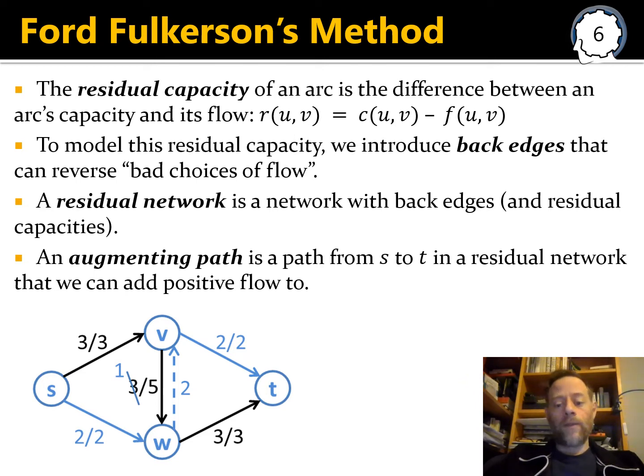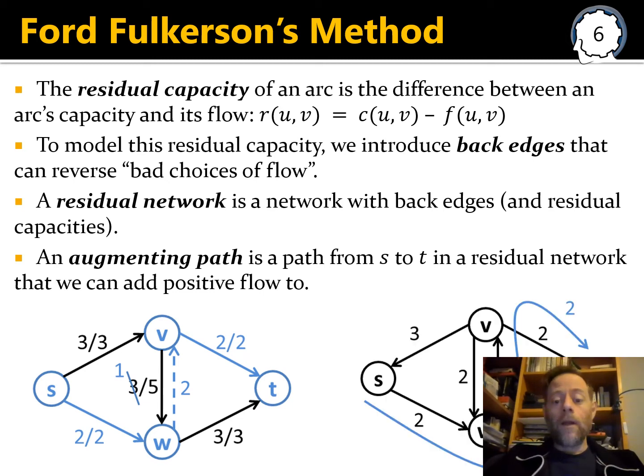So basically what this means is that we're reversing the flow from W, which is the same as reducing the flow from V to W by 2. So instead of pushing 3, we only push 1. So that's this augmenting path. This augmenting path is then S, W, V, T.